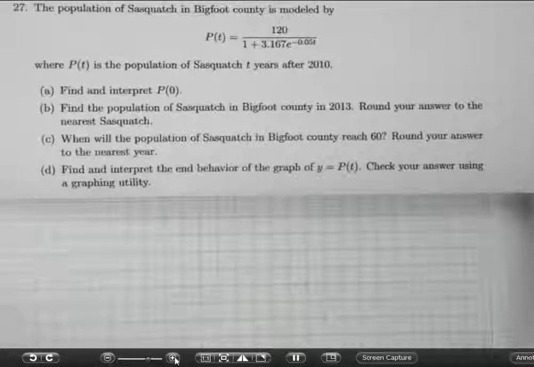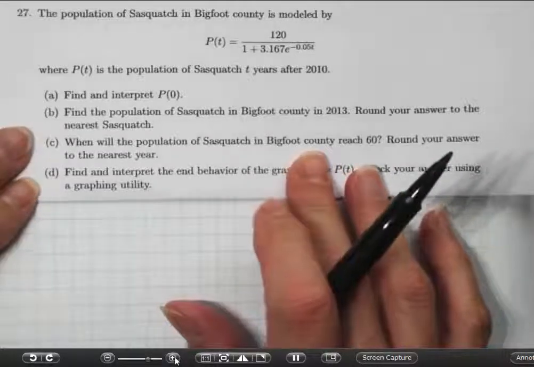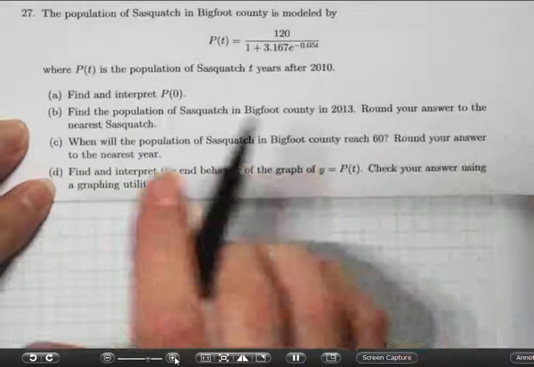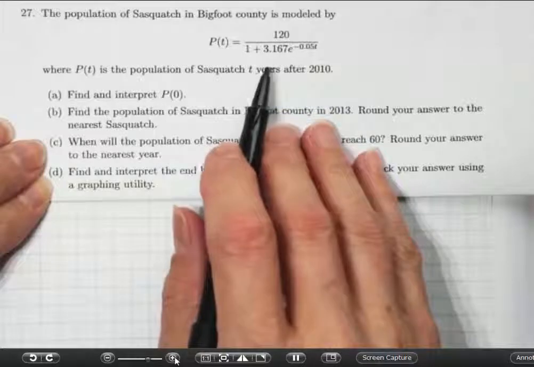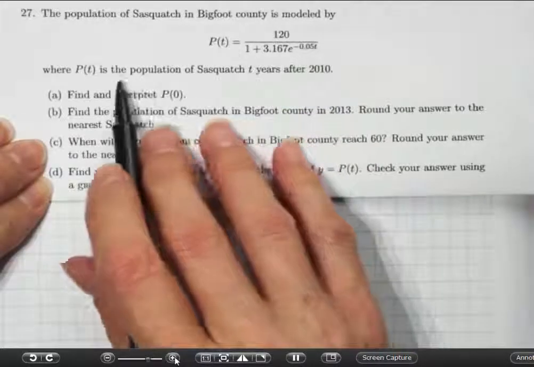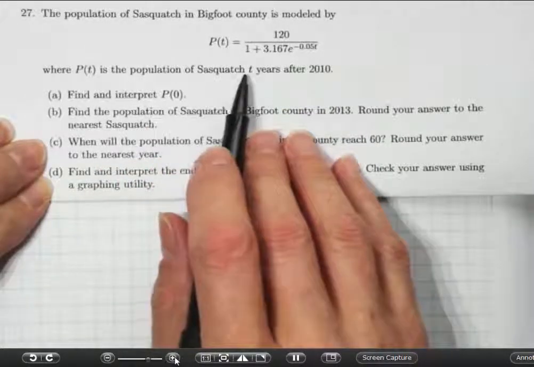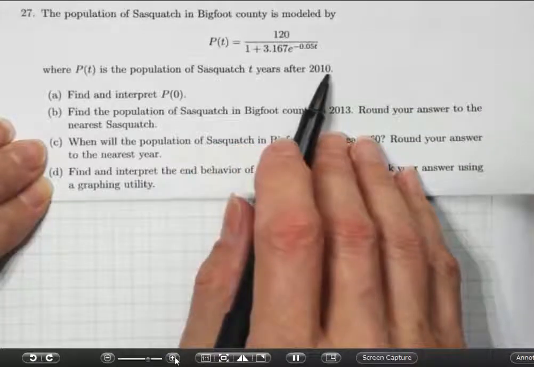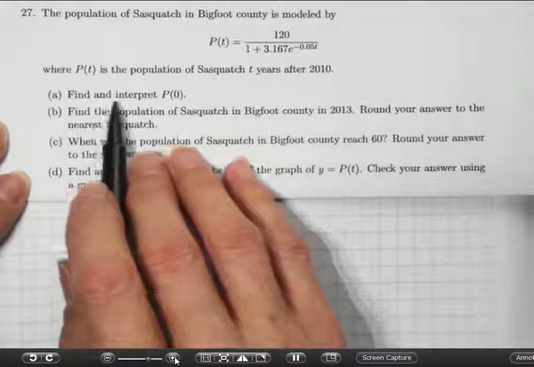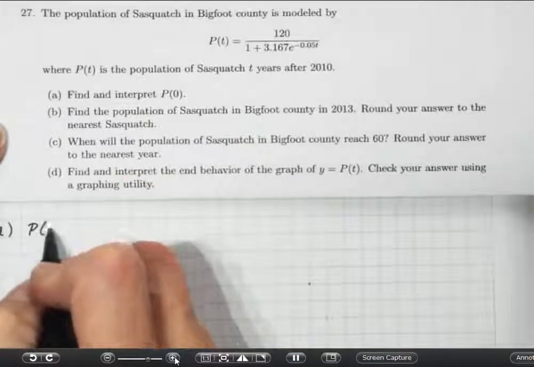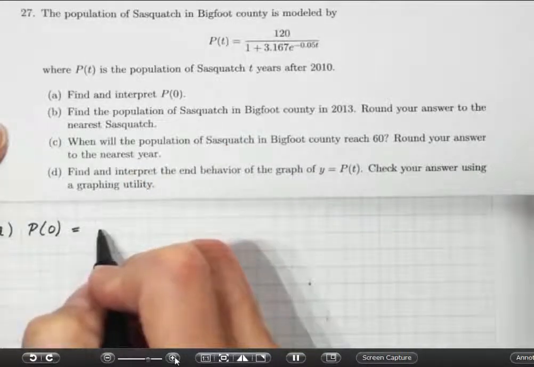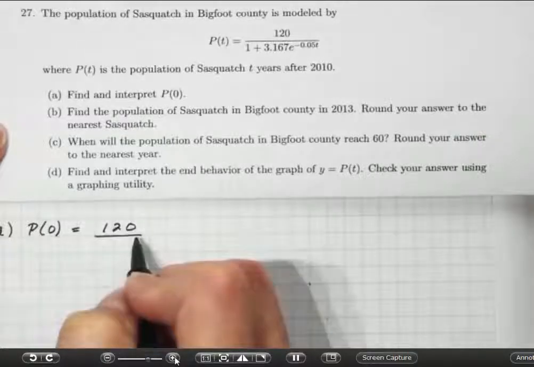We have an exponential application problem here that we're going to be doing. Here it is. The population of Sasquatch in Bigfoot County is modeled by this particular equation, where P of t is the population of Sasquatch and t is the years after 2010. It says find and interpret P of 0. So part A, we're going to find P of 0. That means I'm going to put in a 0 wherever I have a t.